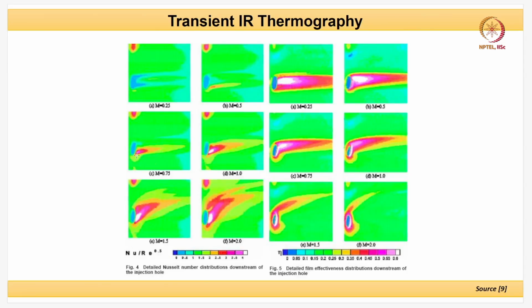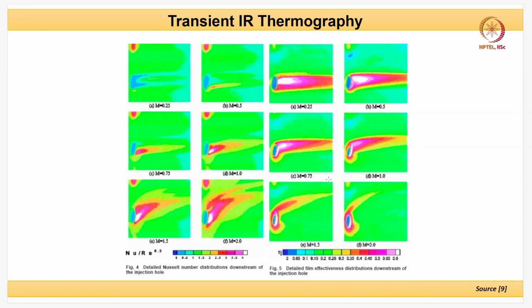So if these are the holes, these are the film cooling holes. This is how the temperature distribution looks for different flow rates. So we can do a very detailed analysis. This is Nusselt number divided by Reynolds number to the power of 0.5. It is color coded, but the Nusselt number calculation comes from the temperature and the heat transfer coefficient. Therefore, this is how this data looks.